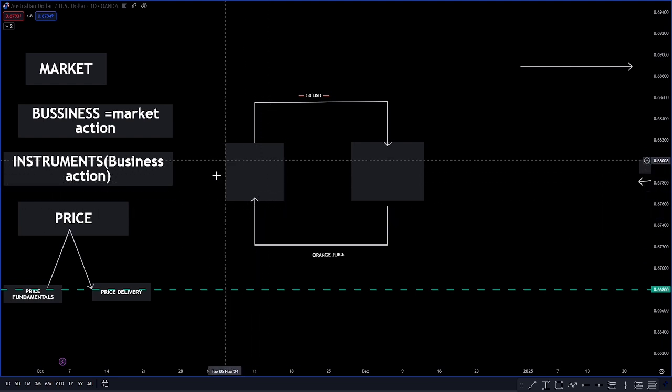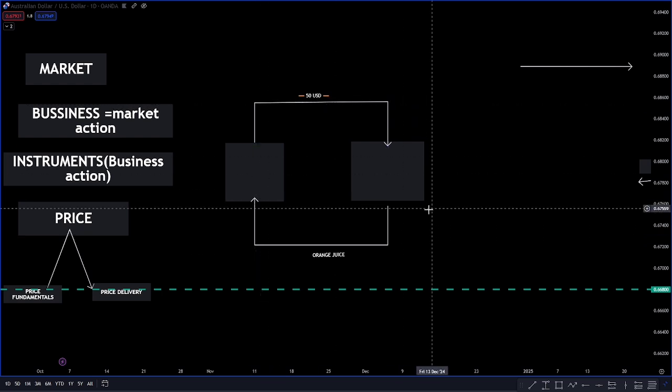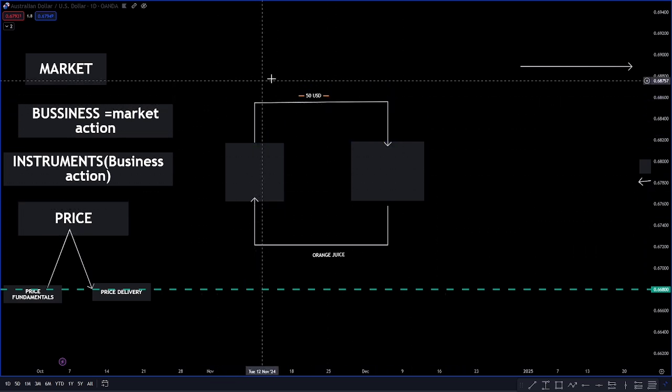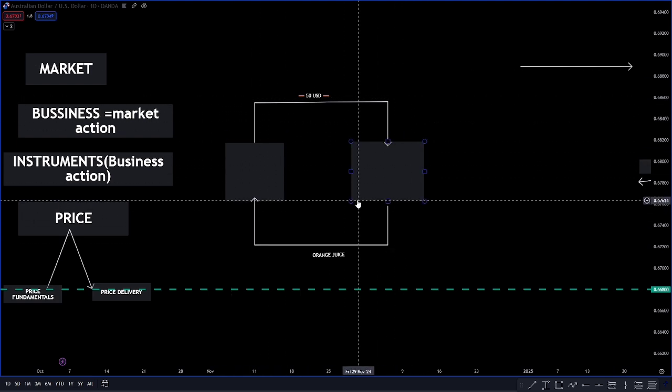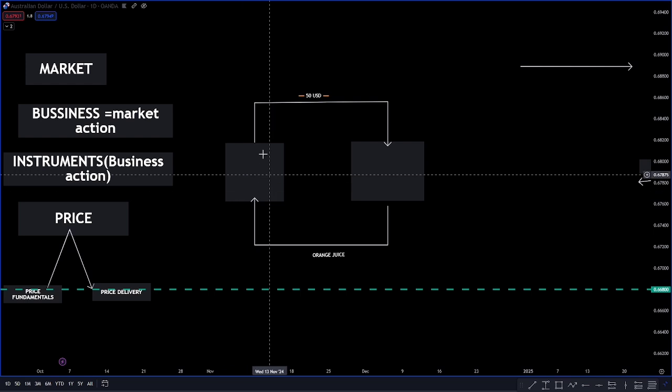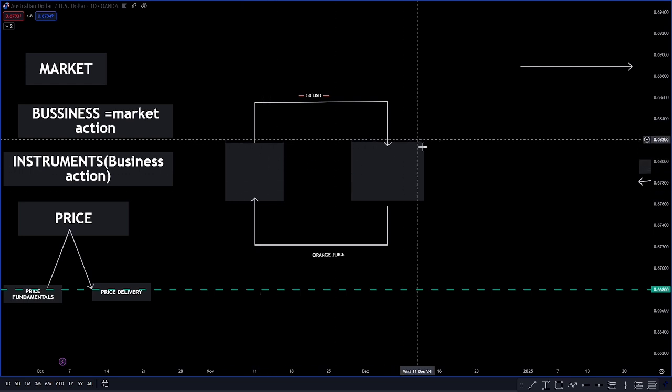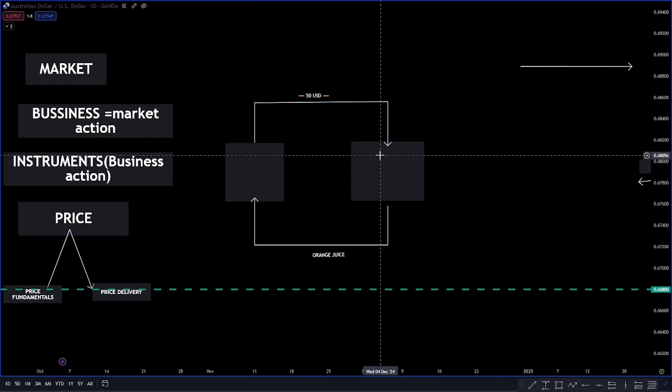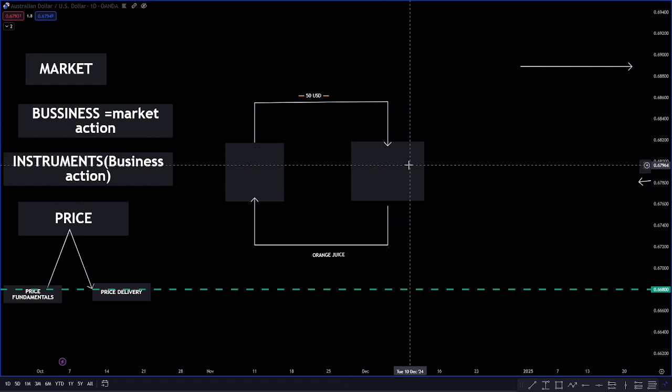In fact, the idea of buyers and sellers is flawed. Because in this transaction scenario I just painted to you, who's the buyer? The guy here, yes? The one with the 50 USD. And who is the seller? The one with the orange juice. But this is where it becomes very funny.